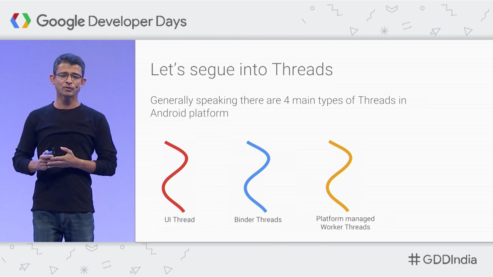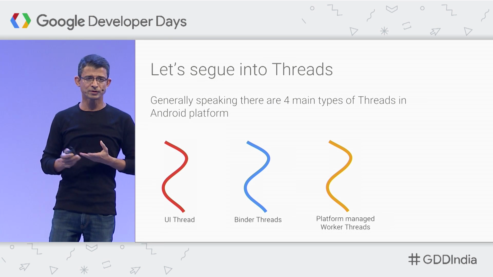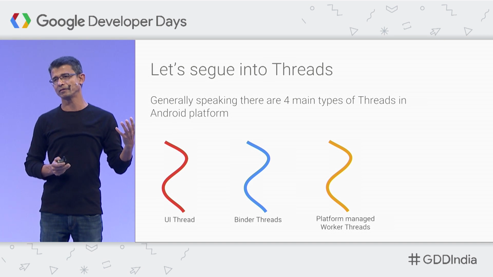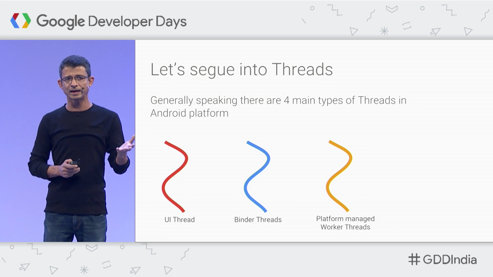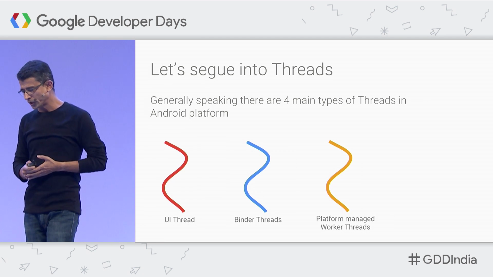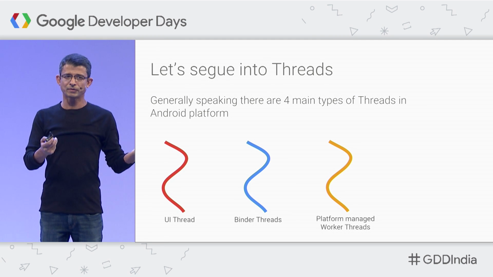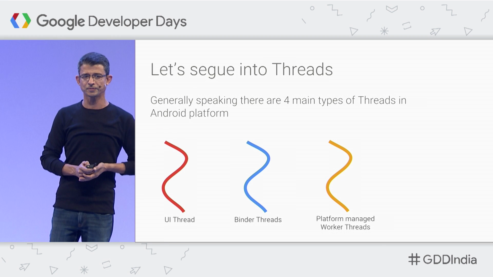Then there are so-called platform-managed worker threads. I call them platform-managed even though they are regular threads, because there are some constructs provided by the framework that enable you to create those threads. Things like AsyncTask or IntentService, which you use the system API to create, but they are just regular threads. But the number of threads is somehow limited by those API surfaces.